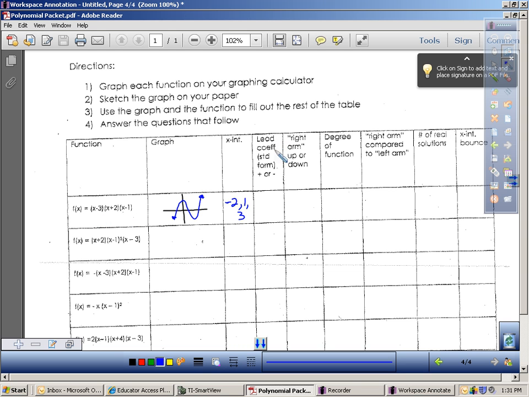Okay, this column stands for lead coefficient. Let's examine the lead coefficient. The lead coefficient would be right here, out in front, and I don't see any number in front. Well, remember, that doesn't mean 0. If there was a 0 out in front, none of this would be here. That means 1. The lead coefficient is 1. And since the lead coefficient is 1, that's a positive lead coefficient. I'll put plus 1. So the lead coefficient's a positive 1 right now. The right arm of this polynomial is definitely opening up.